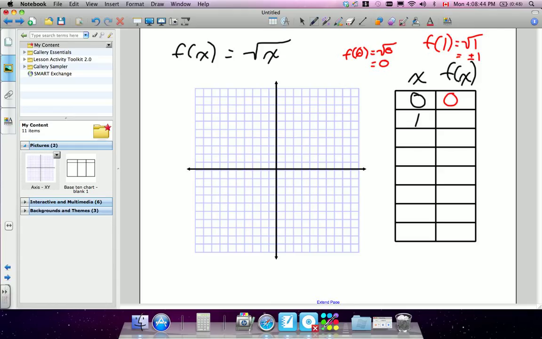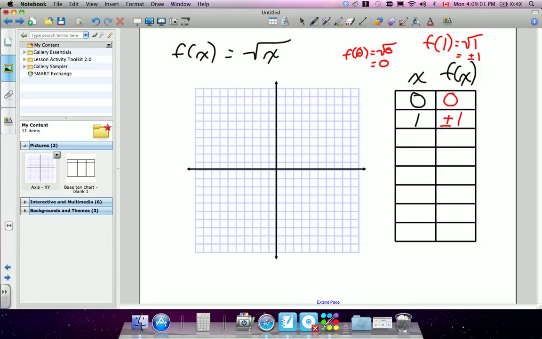And the reason for that is if I multiply positive 1 times positive 1, I'm going to get 1. And if I multiply negative 1 times negative 1, I'm going to get positive 1 again. Okay? So I actually have two f at x's. This is how they write it. They write plus or minus 1.